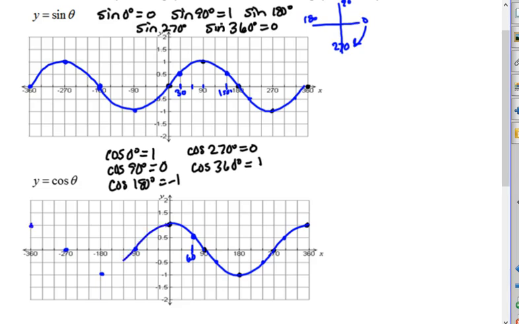So notice that cosine looks the same on both sides of the y-axis, whereas sine does not. Okay, sine cuts down through, kind of looks the opposite, you know, kind of symmetric through the origin here. This is symmetric across the y-axis.